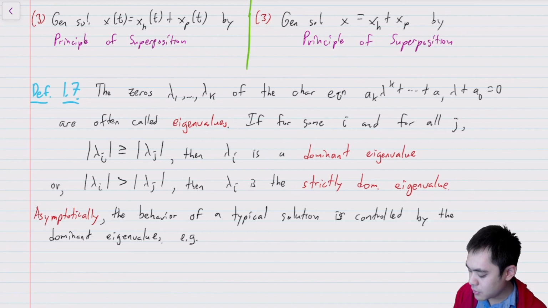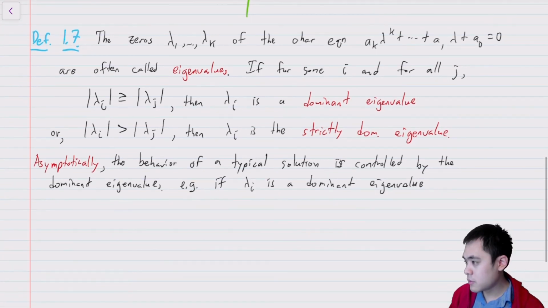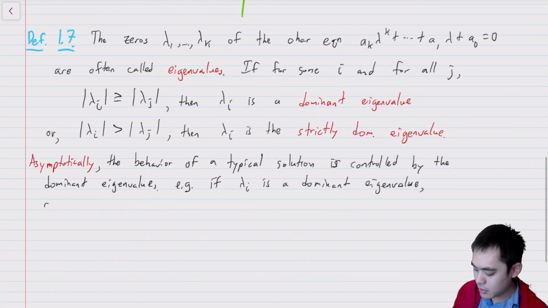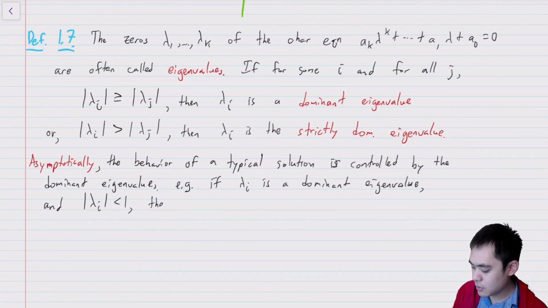For example, if it turns out that lambda i is a dominant eigenvalue, and we know that the modulus of lambda i is less than 1, then solutions converge to 0.